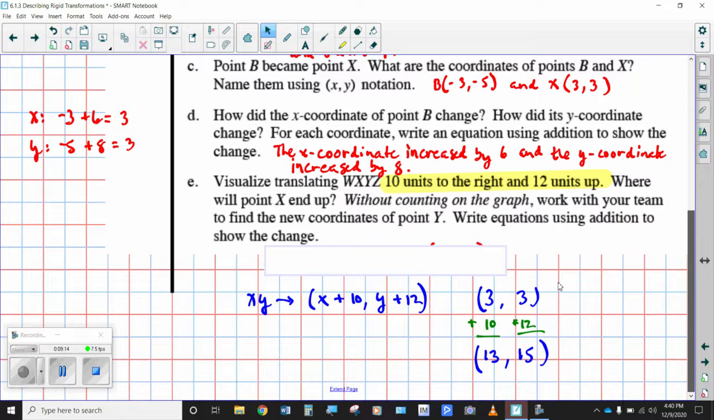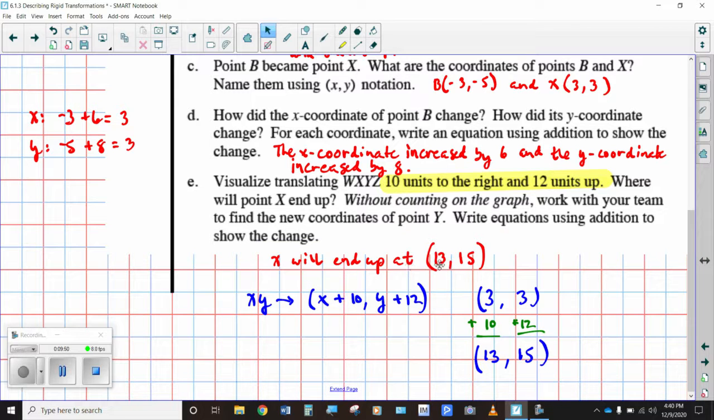We can do it for all of them if we want to, but in this case we're just going to take point X. So if it's moving 10 units to the right, then that means we're going to take the X value, which is 3, and increase it by 10 because it would move 10 units to the right, following along the x-axis, and so it would stop where x is equal to 13. And on the y-axis, it's going up 12, so we would start at 3 and go up 12, stopping at 15. So this particular point after the translation is going to be sitting where x is 13 and y is 15.